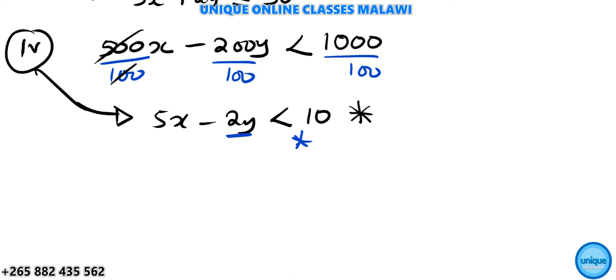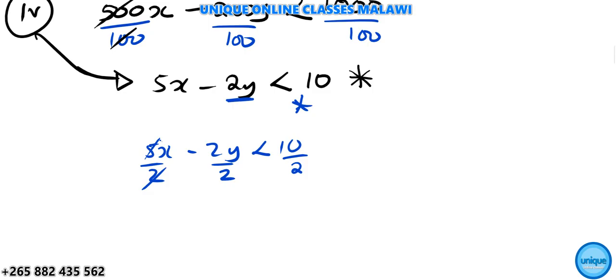I should divide both sides by 2. We have 5x minus 2y less than 10, dividing by 2, so we get 5x over 2, then minus y, less than 5.